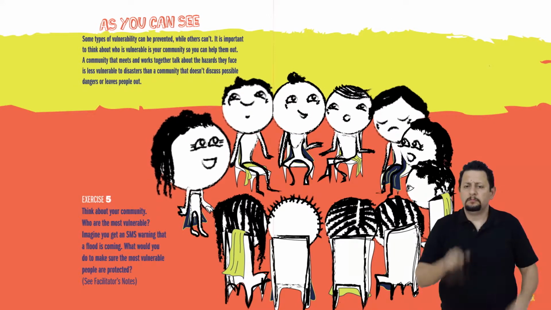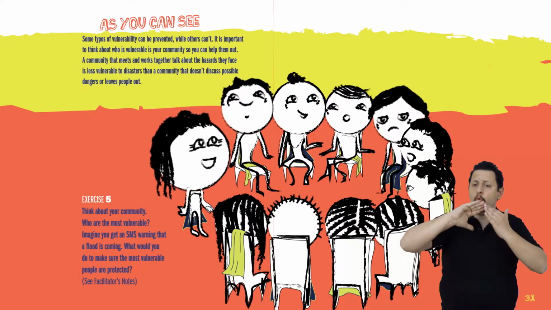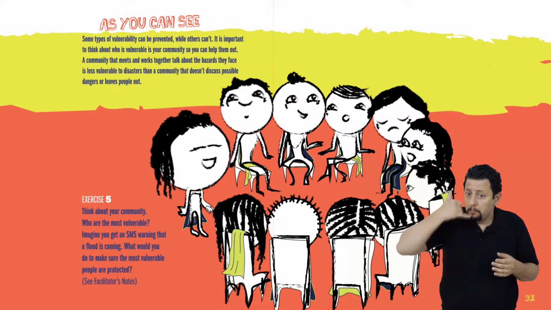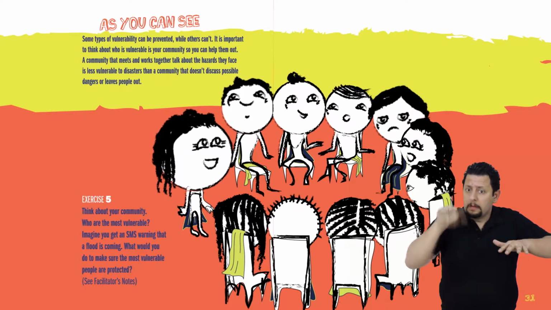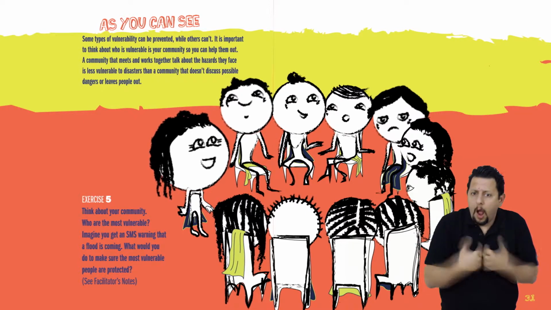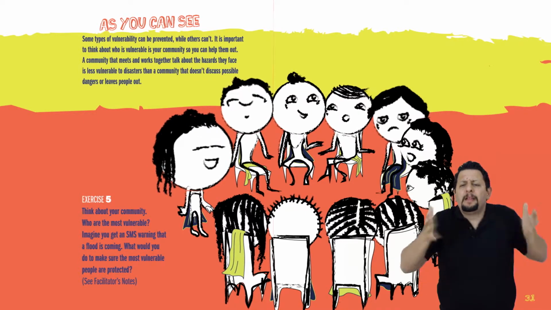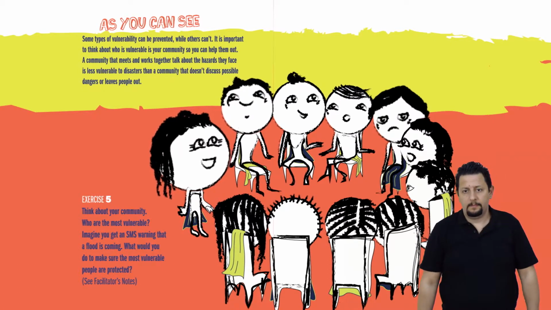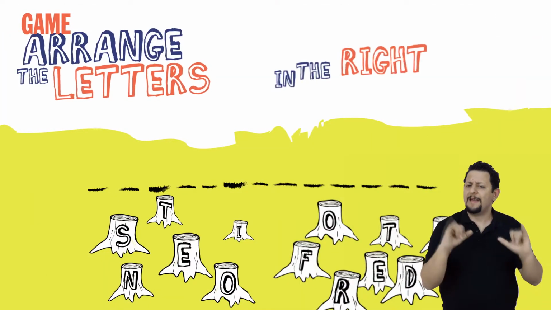Exercise 5. Think about your community. Who are the most vulnerable? Imagine you get an SMS warning that a flood is coming. What would you do to make sure the most vulnerable people are protected? See facilitator's notes. Game. Arrange letters in the right order.